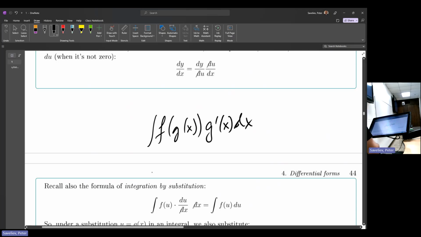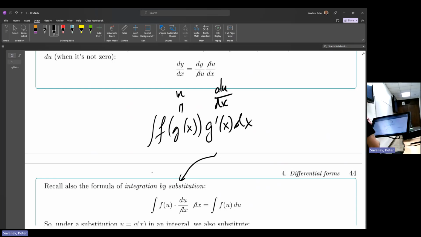If you encounter an integral like this, how do you solve it? You introduce a substitution, u equals g of x, then this is du dx. If you carry out the substitution, there will be a cancellation of dx, which is only legal if dx is a number, and if it is a number, we cancel it. So that explains the trick that you do in calculus 1 or 2 when you do integration by substitution.